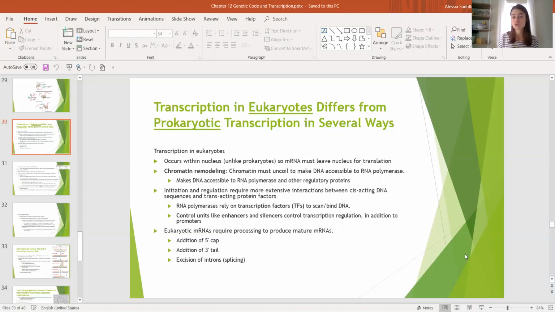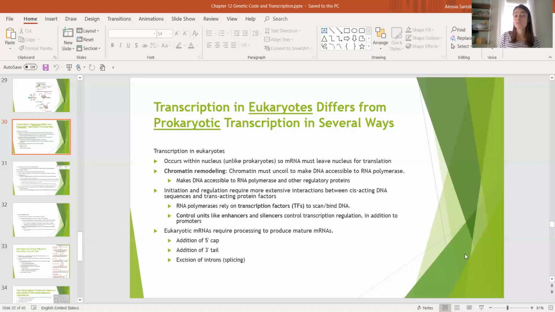So transcription occurs within the nucleus, unlike prokaryotes. So the mRNA has to leave the nucleus for translation through the nuclear pores. In addition, our own DNA, since it's a lot bigger, remember, we have that association with proteins. That association is known as chromatin, right? We have the DNA wrapped around histones to form those bead-like nucleosomes. So the chromatin must uncoil to make the DNA accessible to the RNA polymerase and other regulatory proteins that we need in transcription.